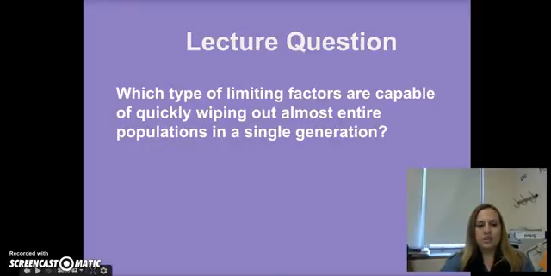All right, and then your lecture question for today is: which type of limiting factors are capable of quickly wiping out almost an entire population in a single generation? We talked about, again, density-dependent or density-independent. I'd like you to think on that question and shoot me a message through the class website. Thanks, guys.